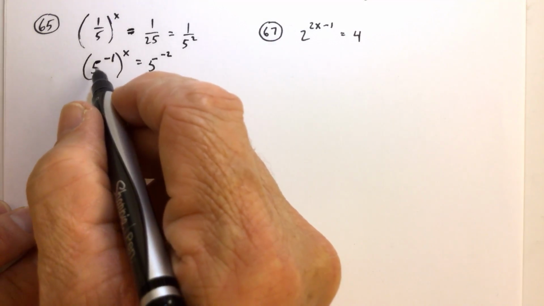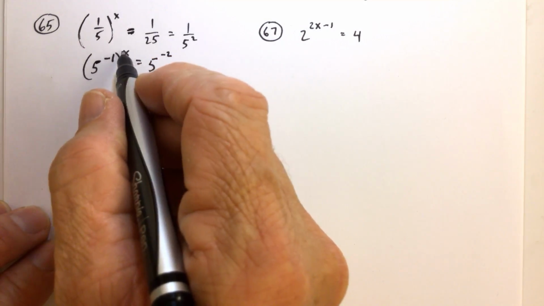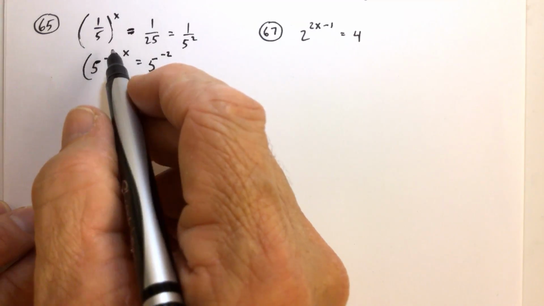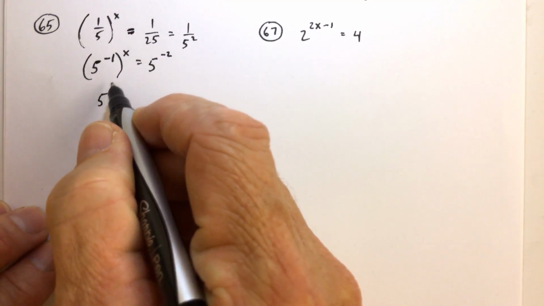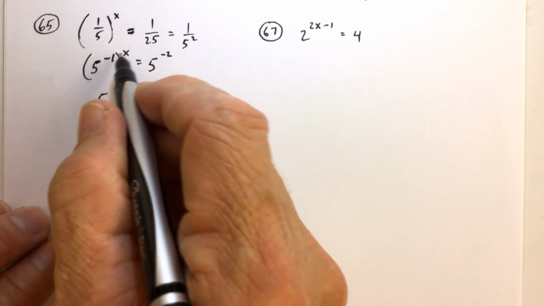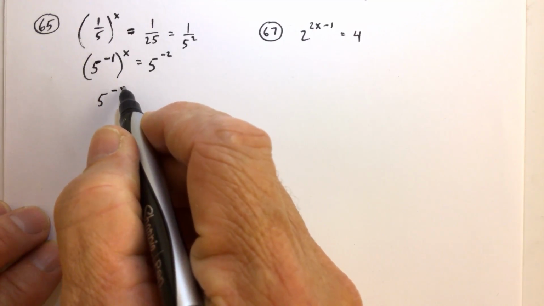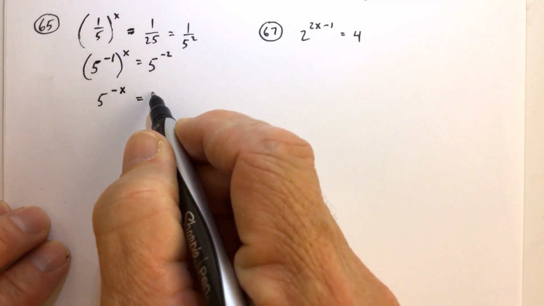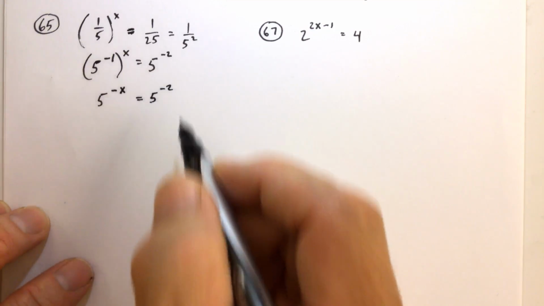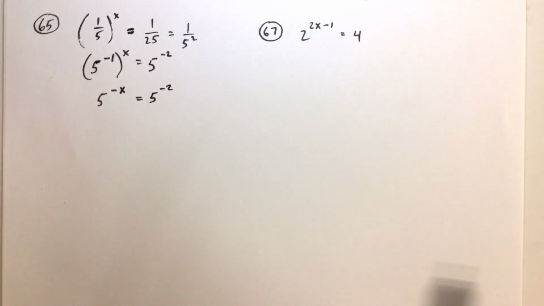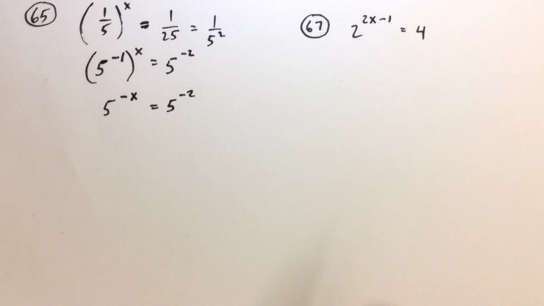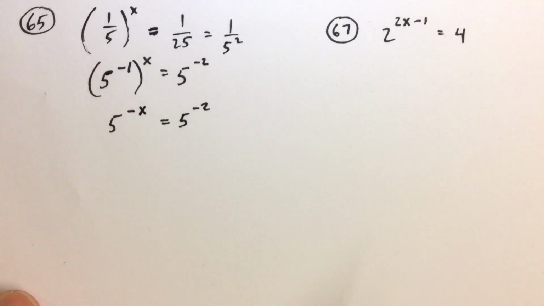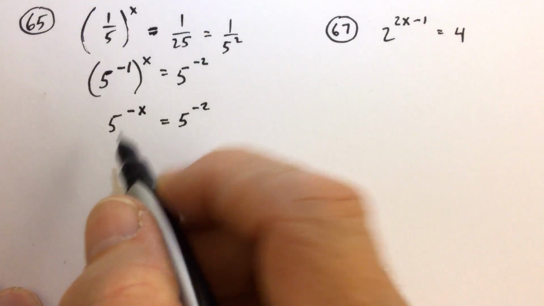And then you also should remember your rules of exponents, or properties of exponents, that when you raise a power to a power, you're going to be multiplying. So 5 to the negative 1 to the x power can be rewritten as 5 to the negative x. And that's equal to 5 to the negative 2. And now again we have the same base. I'm going to zoom in a little bit here. The bases are the same, so therefore we can just go ahead and equate the exponents.